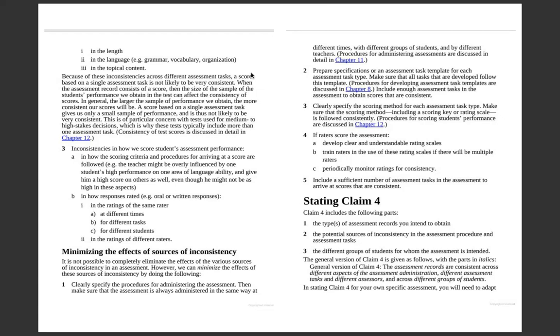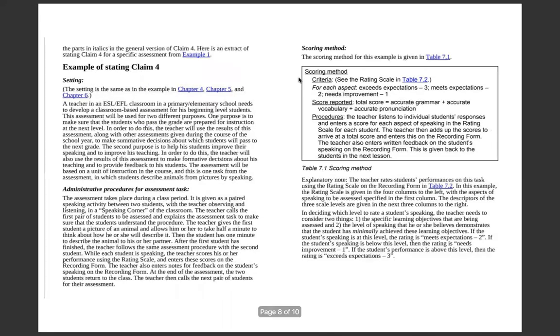Okay, and so then we have this. I think it's on the next page. Example of a stating claim for. So maybe it's on the next page. Yeah, can we go to the next page then?